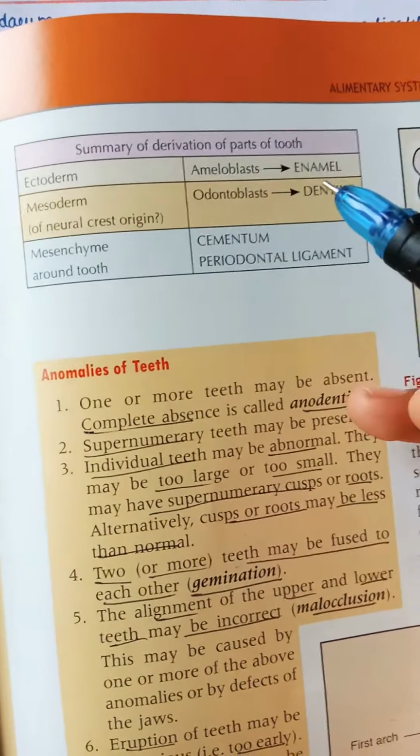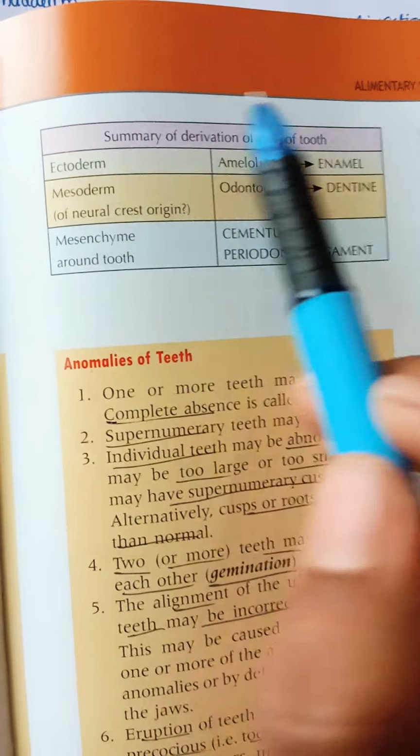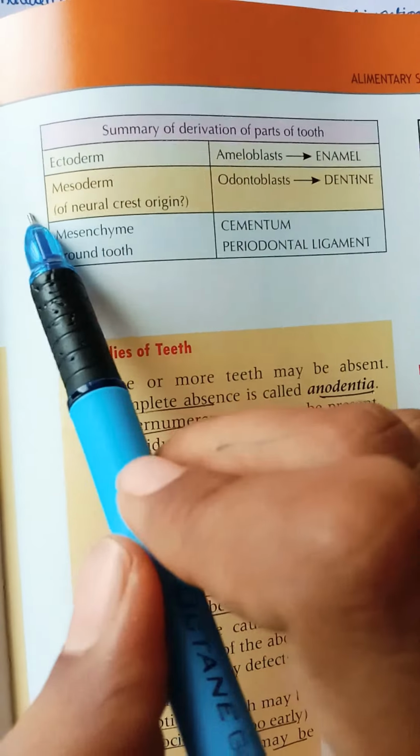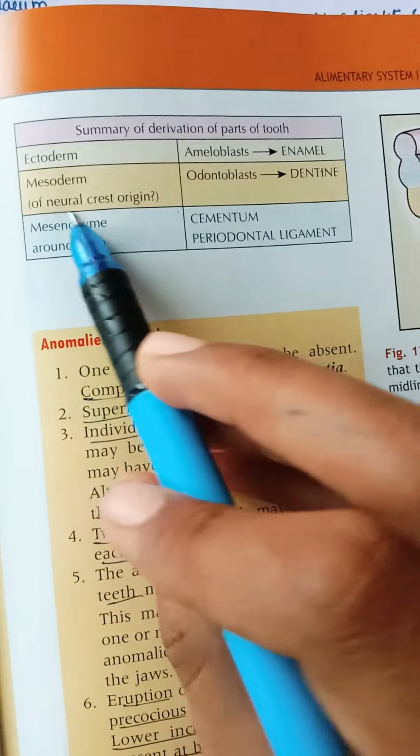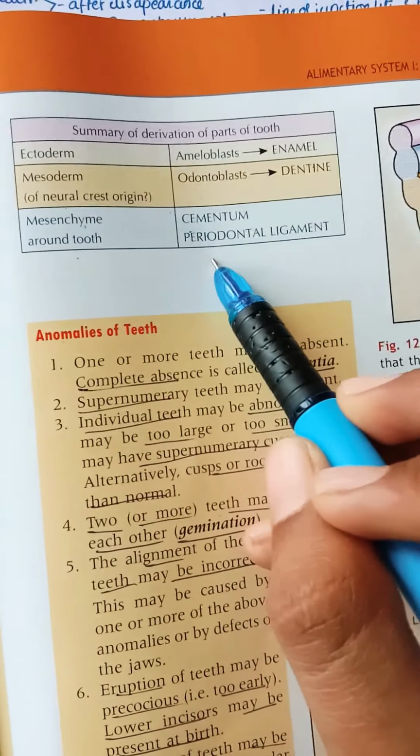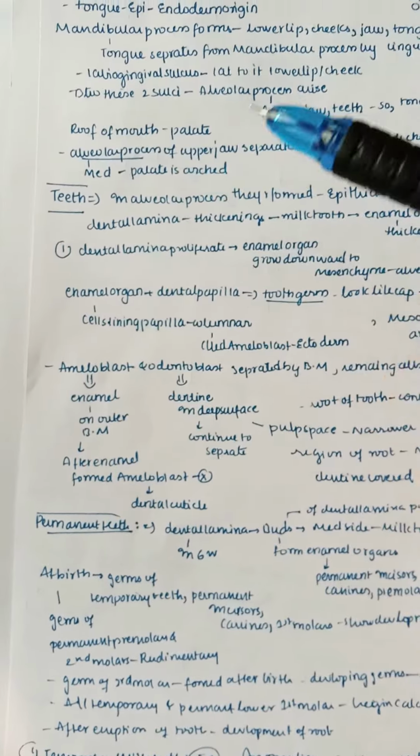So, a summary of the derivation of parts of the tooth. Here you can see: ectoderm, ameloblast gives rise to enamel; mesoderm of neural crest, odontoblast to dentine; and mesenchyme around the tooth forms cementum and periodontal ligament. So we'll come to the tooth development part.